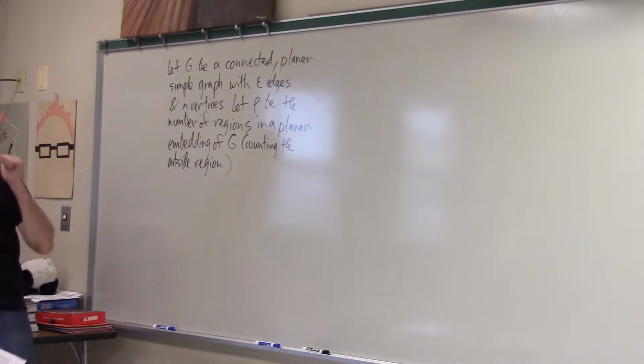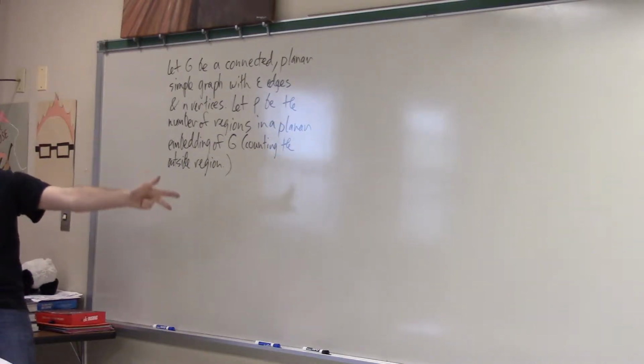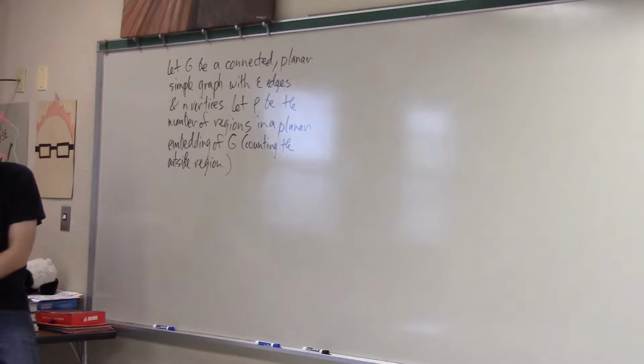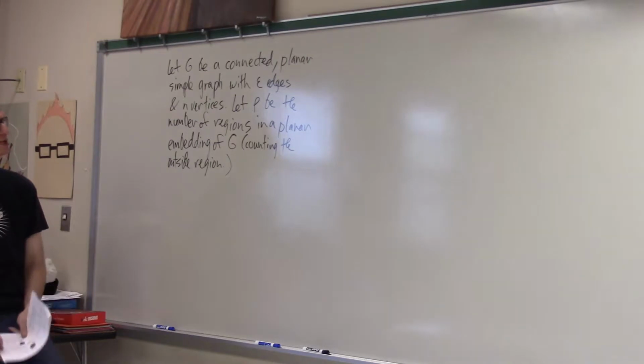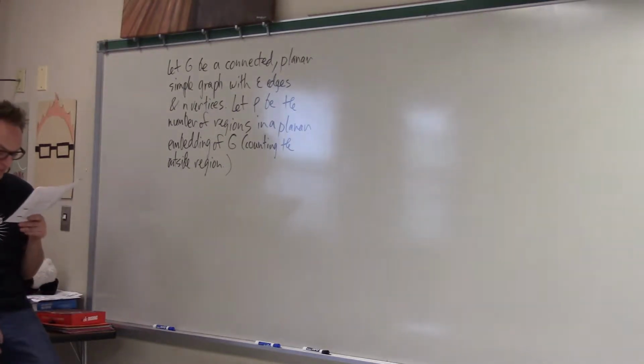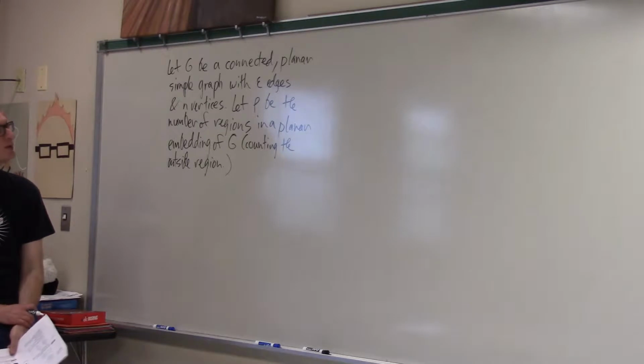Okay, so G is a connected, planar, simple graph. What does it mean to be planar? It means that there exists a planar embedding. So take one of those planar embeddings and let rho be the number of regions, counting the outside region. How do you know rho is unique? How do I know rho is unique? Yeah, I don't. I haven't given any justification for that. Good question. I don't know.